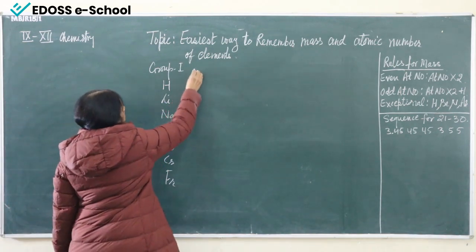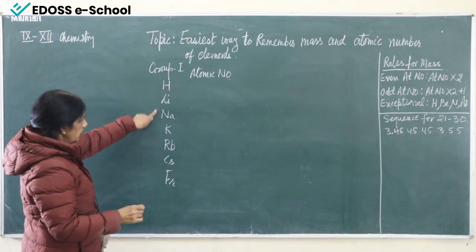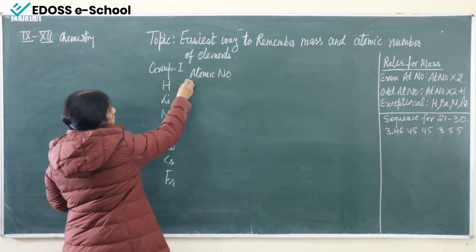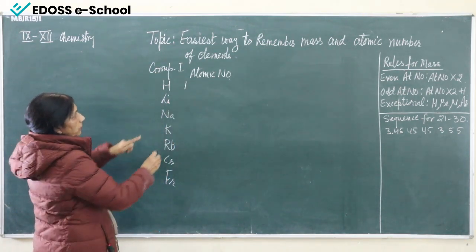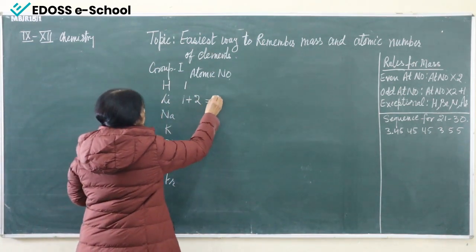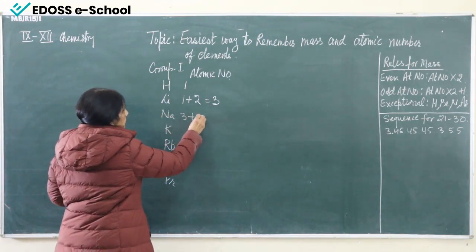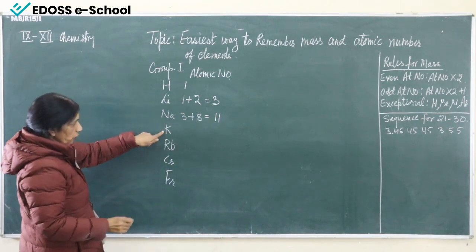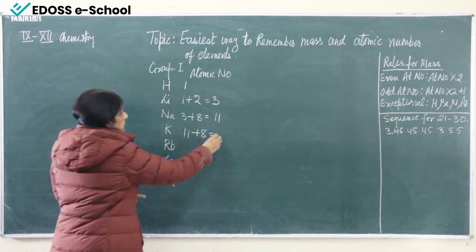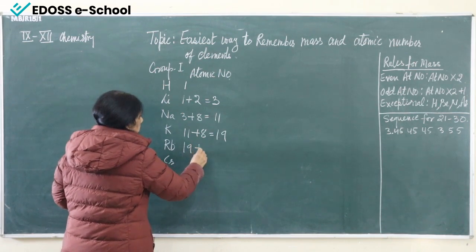Now for atomic number. How will we learn the atomic number? The atomic number for hydrogen, because it is in group 1, we will write here 1. For lithium, we will add 2. So 1 plus 2 is equal to 3. And for sodium, to 3 we will add 8. For potassium, to 11 we will add 8. So this is 19. And for rubidium, we will add 18.